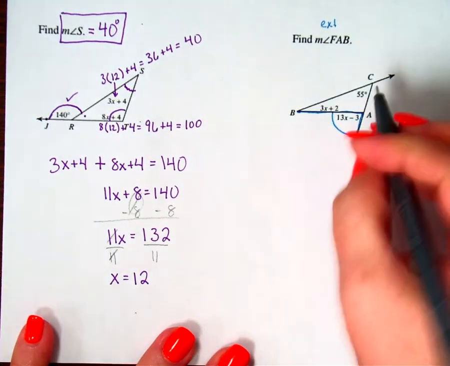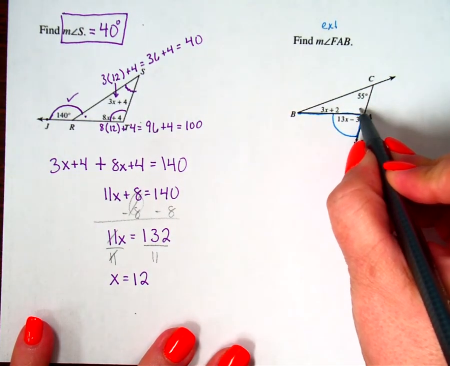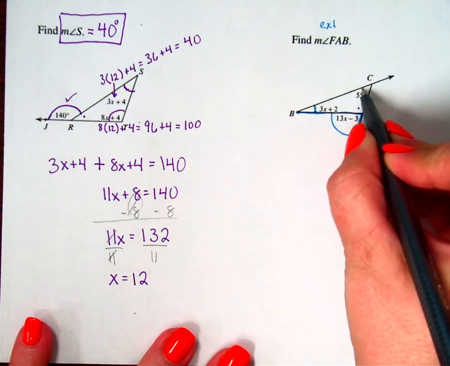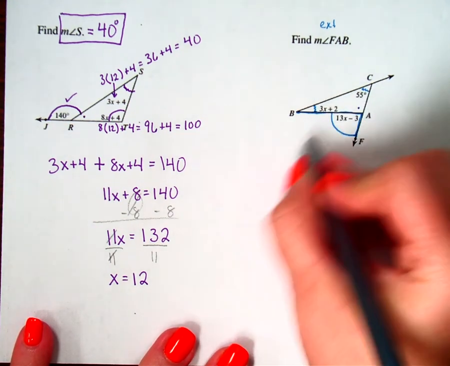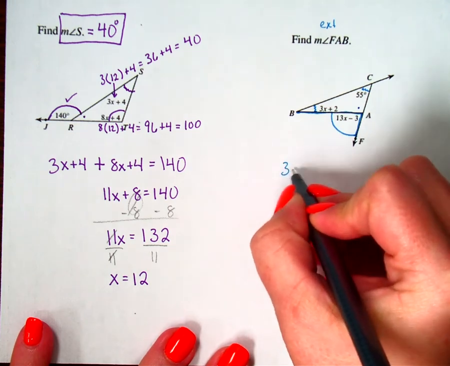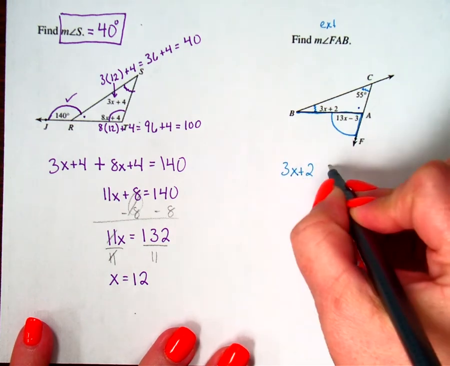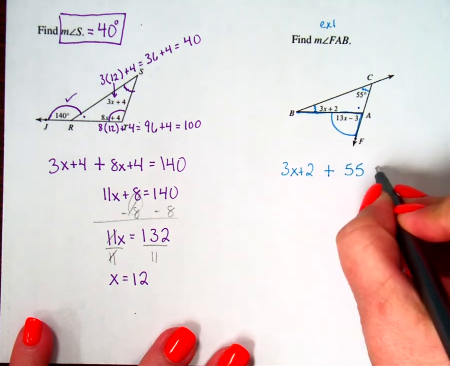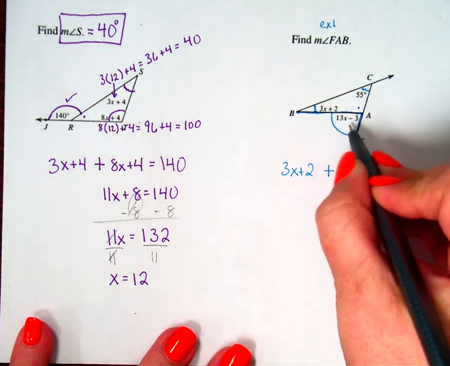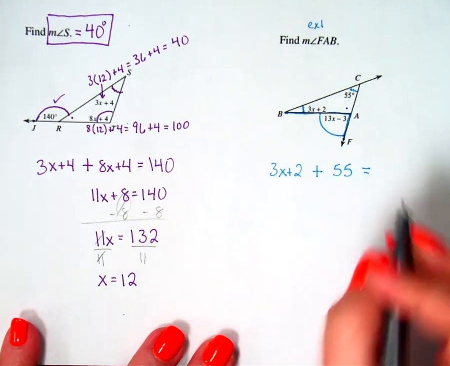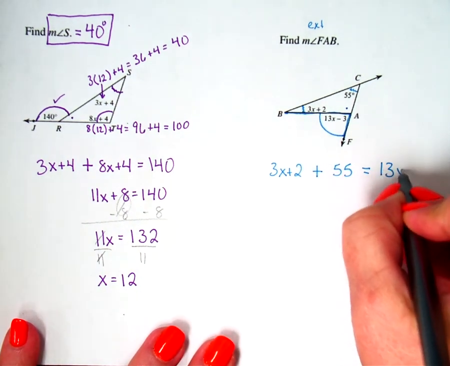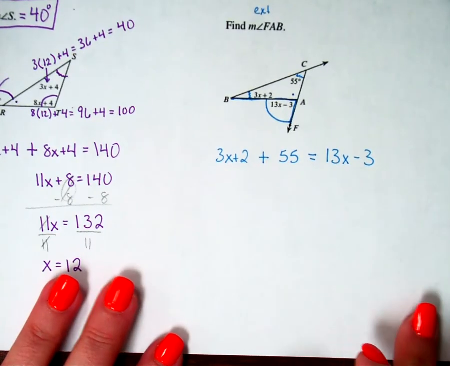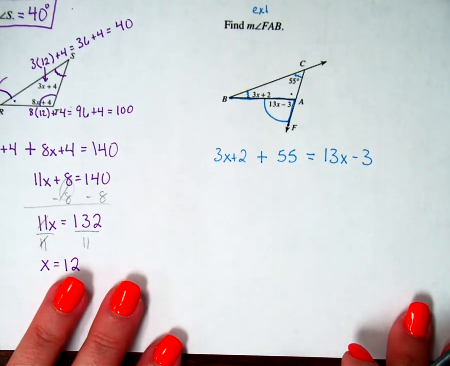Okay. I know if this is my exterior angle, this is the adjacent one next to it. So I'm going to tear off B and C. So when I tear off B, that's my 3x plus 2 and my 55. And when I tear those off, they're going to fit exactly into 13x minus 3. Okay, so writing that equation is using the exterior angles theorem. So now we want to solve.